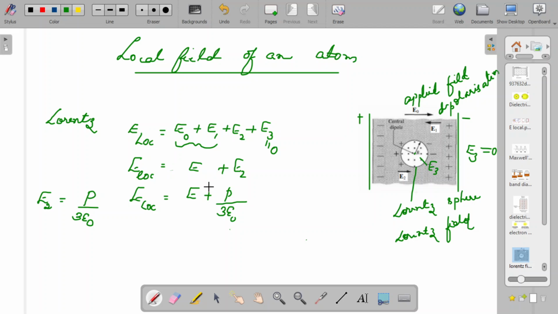So the net resultant field E will be increased by P by 3 epsilon 0 for an atom sitting in the dielectric material. That means the local field at an atom within the dielectric material is different from the field E, and this field E is called the Maxwell's field.